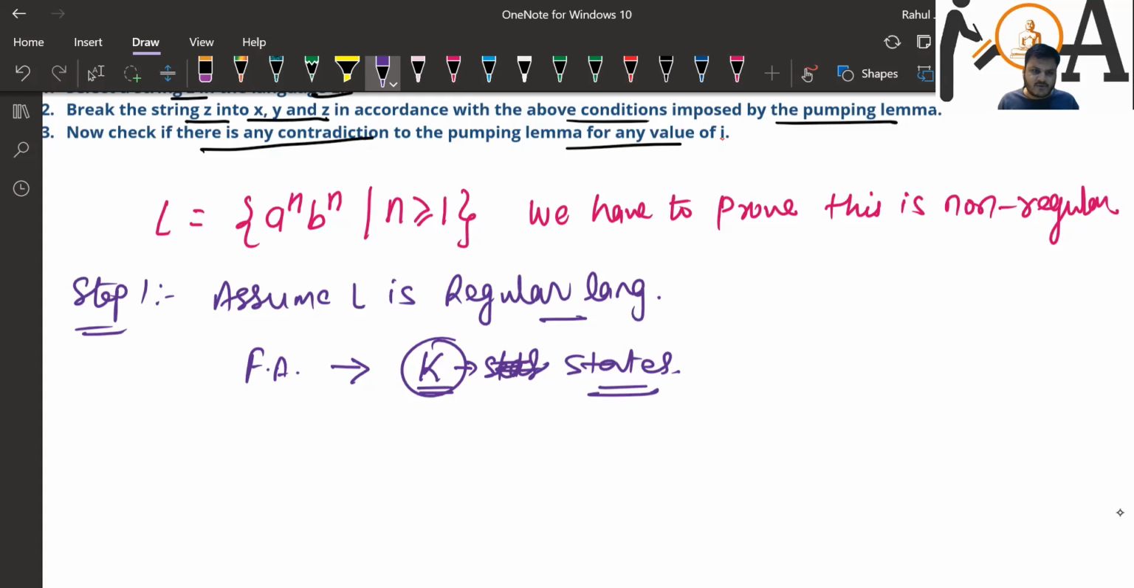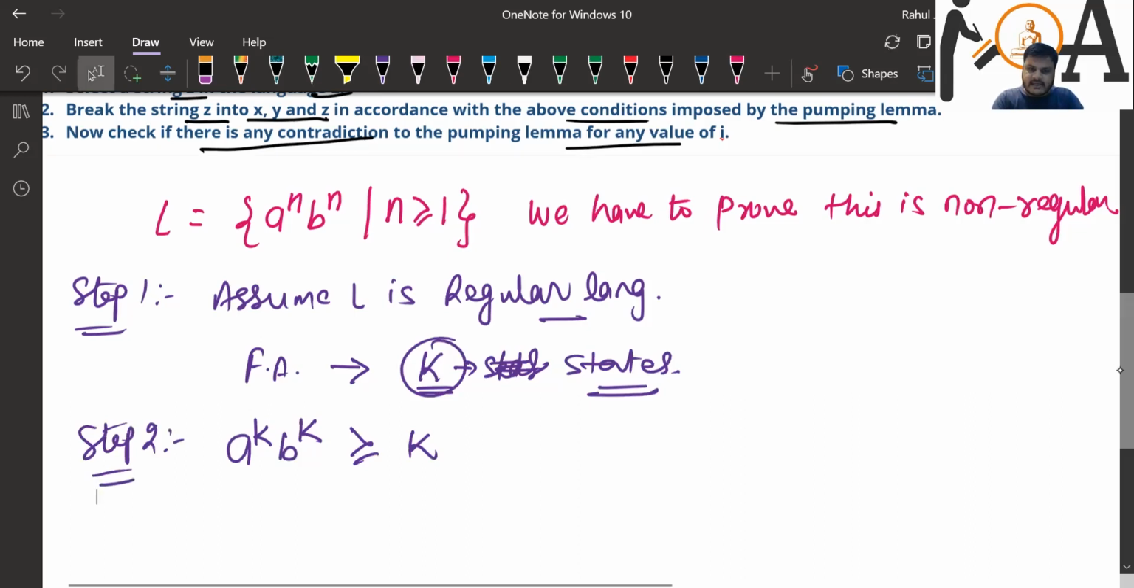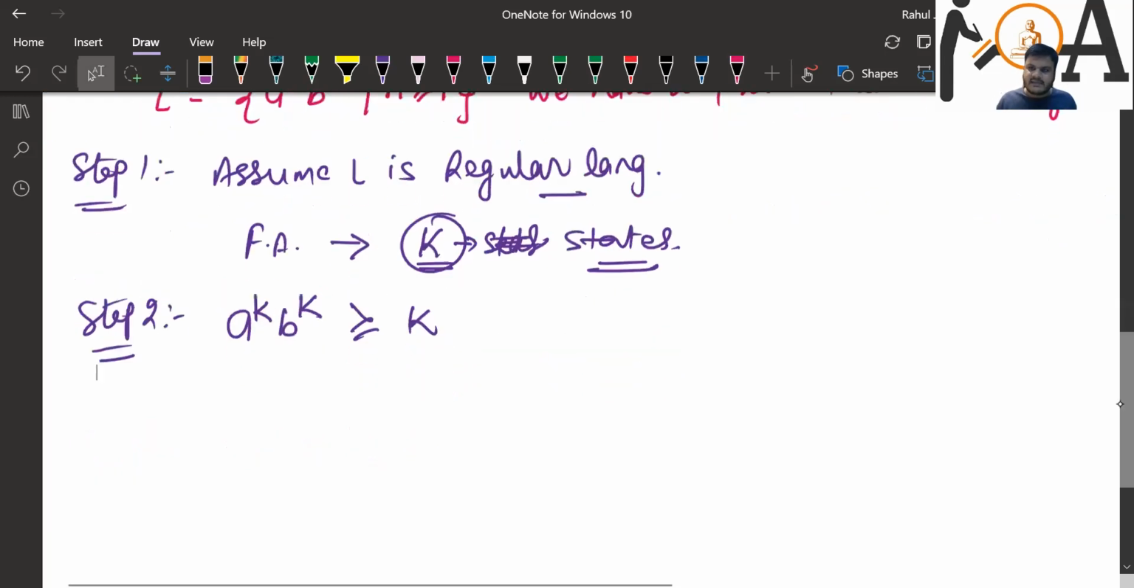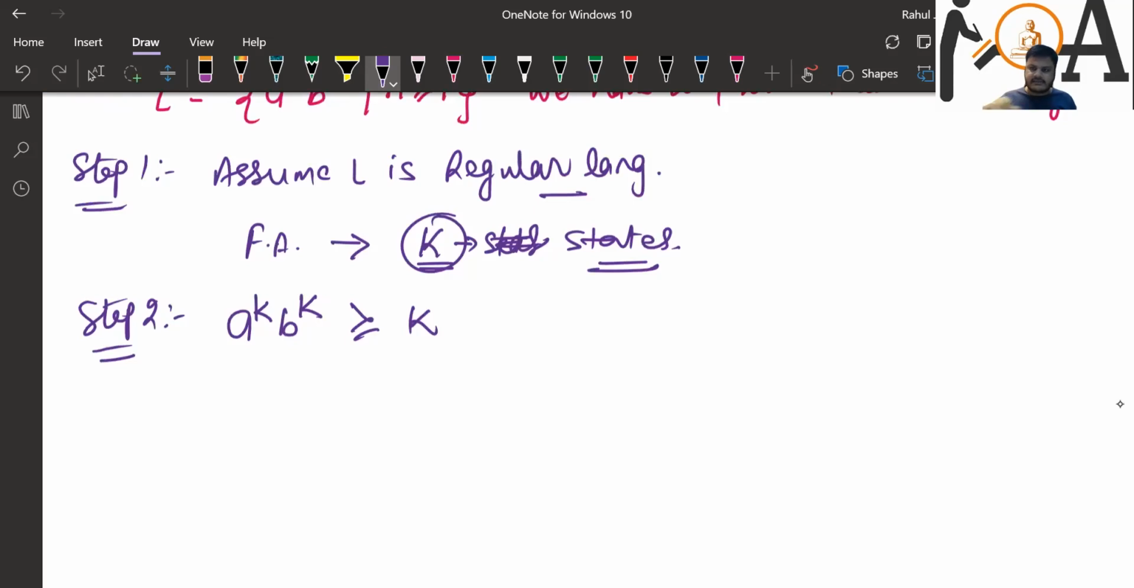Now let's say a to the power k and b to the power k is there, whose length should be greater than or equal to k. Step 2. How am I saying this? Because if there are finite states, then on completely revolving around those states in the finite automata, it must be accepted there. If it is accepted, it means regular, but if it is not accepted, it is non-regular.